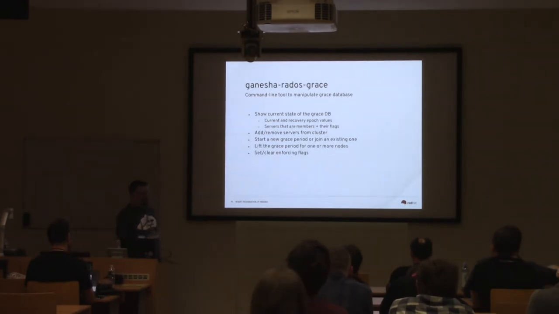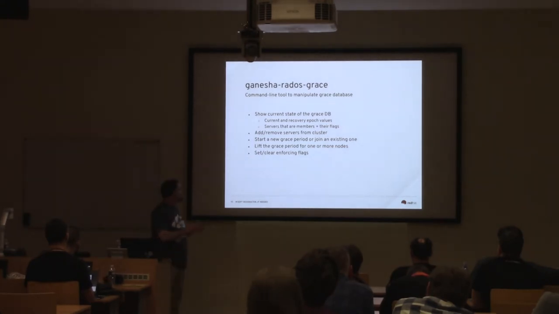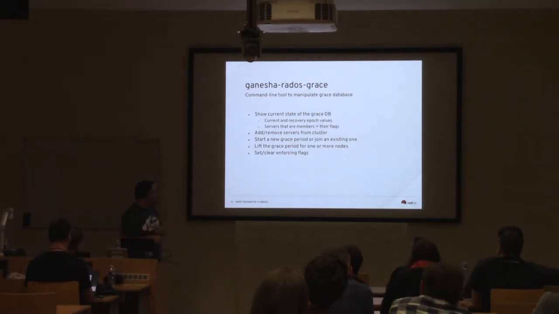As part of this, in order to handle manipulating and querying this database, we added a new command to nfs-ganesha as well called ganesha-rados-grace. It's a pretty simple command line tool. It allows you to see the current state of the cluster, tells you what epoch we're in and what the current recovery epochs are, what servers are known to be in the database and what flags they have. We can add and remove those nodes from the cluster, start a new grace period if we want, or lift the grace period, so you can fully manipulate the database from the command line too if you like.